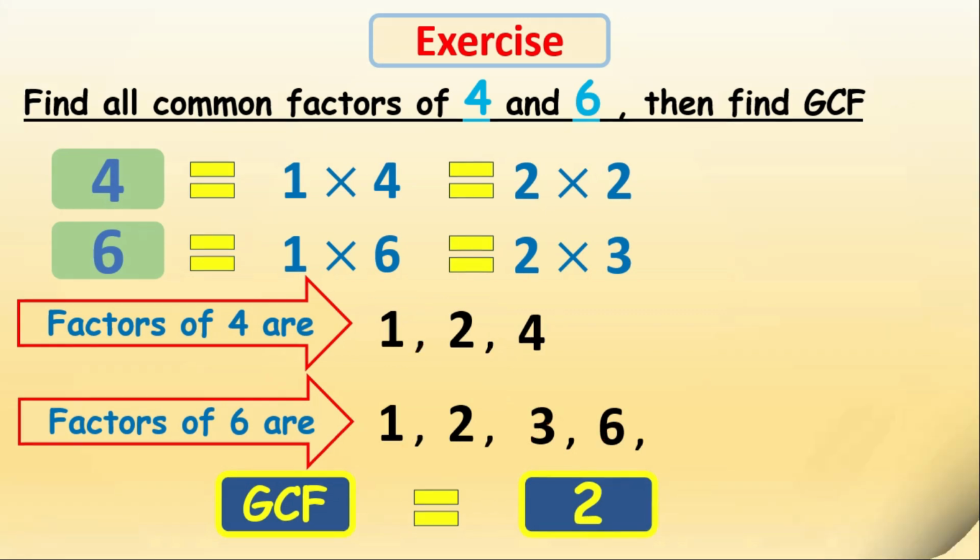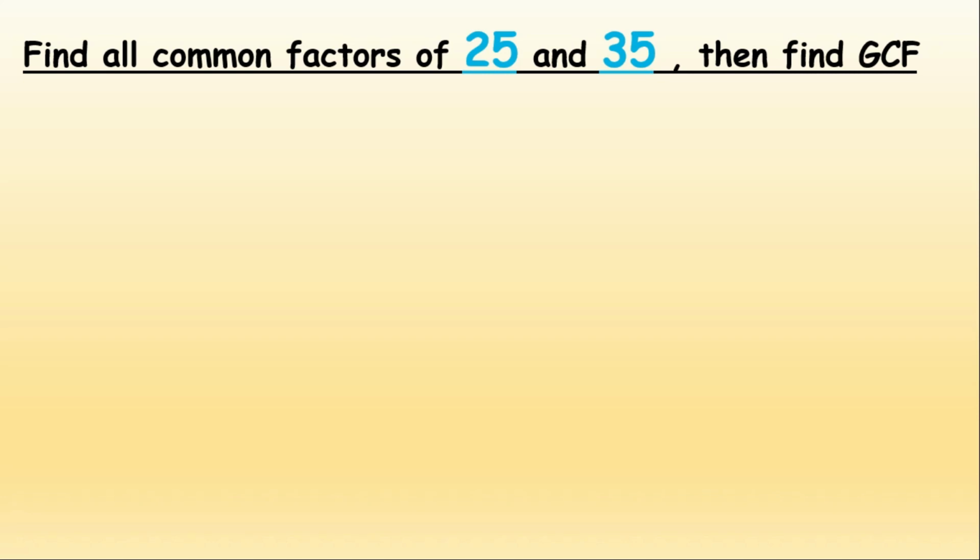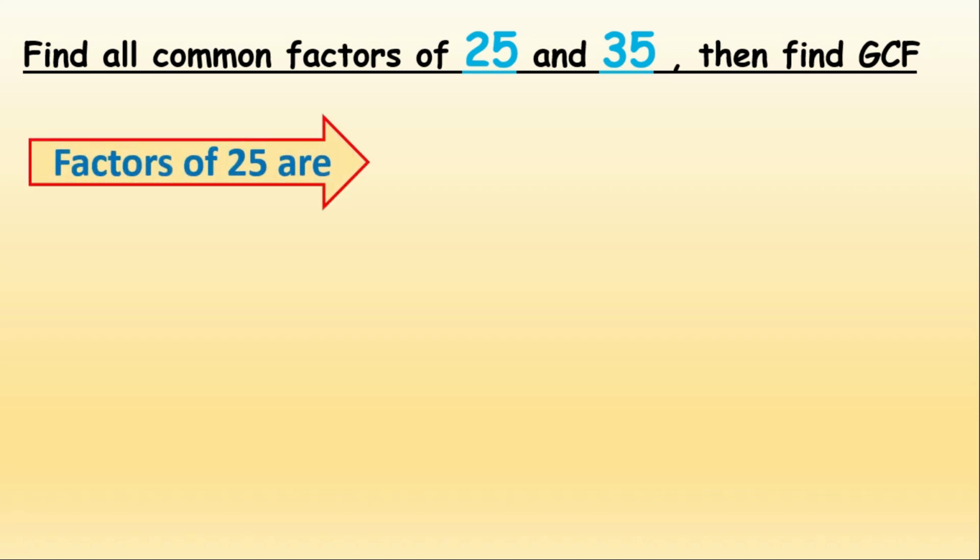Got it? Another example. Find all common factors of 25 and 35, then find G.C.F. So let's find the factors of each number. Factors of 25 are 1 times 25 and then 5 times 5. But don't repeat any number. So write 5 only one time, because we don't repeat anything in the factors.